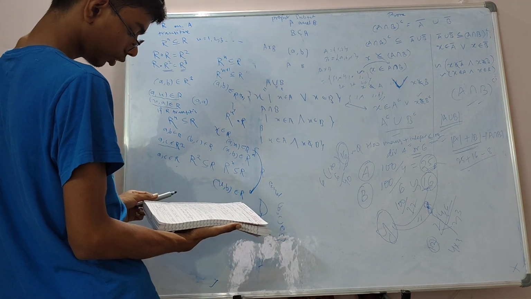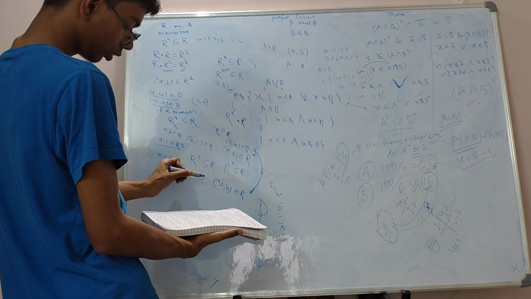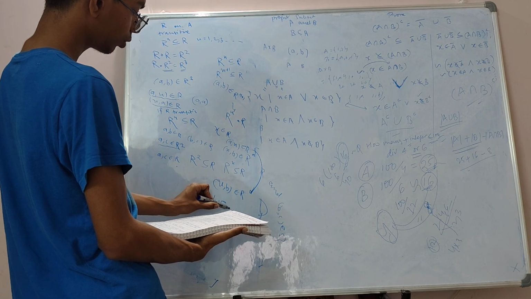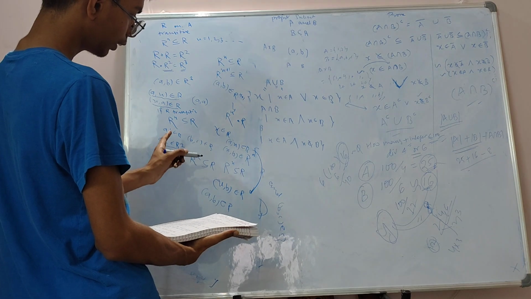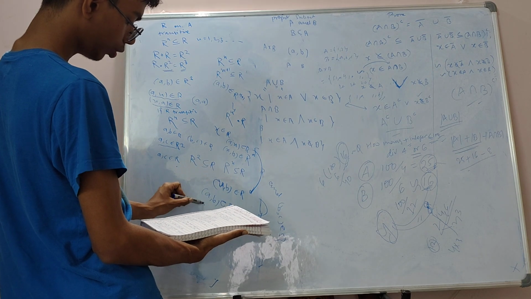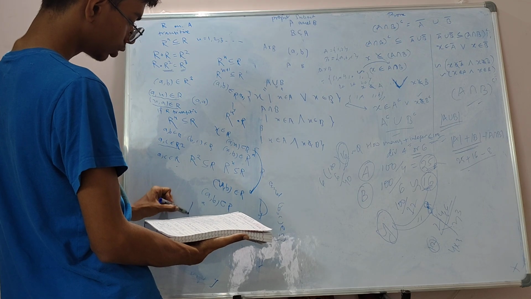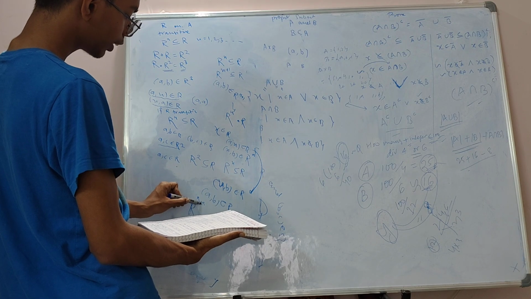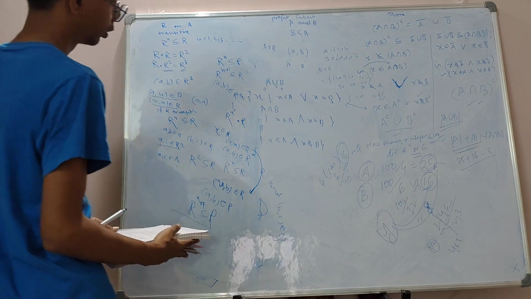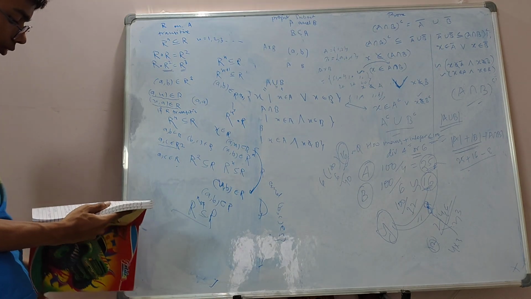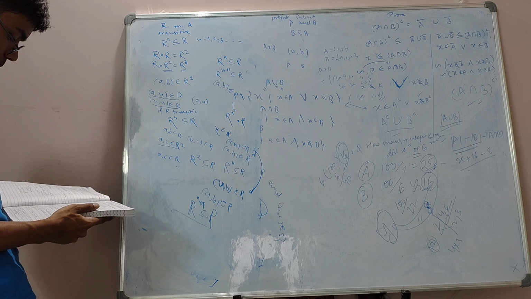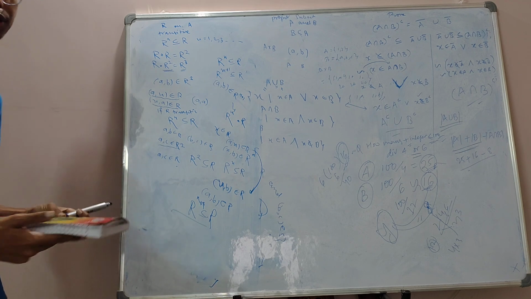So it follows a comma b also belongs to R, right? Because R is transitive. So R composed n plus 1 times is subset of R again. This is how you will prove it, right. So this is all for this video.